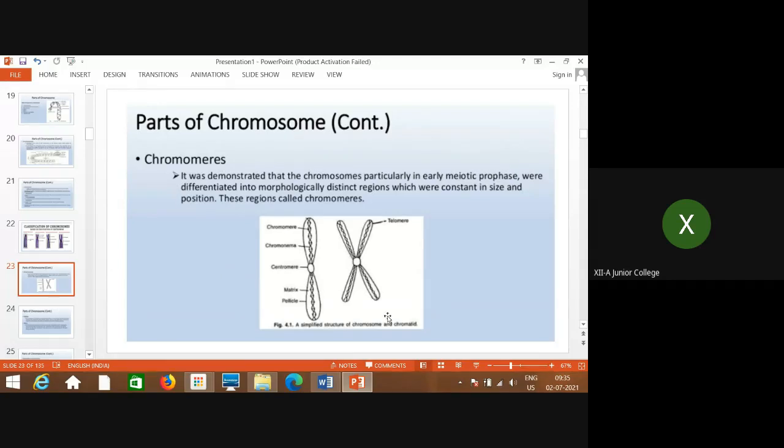See, this is the simple form, the metaphasic stage of a chromosome, where it gives the appearance of the letter X. At the center, this is the centromere, and these are the arms. So these are the chromatids.